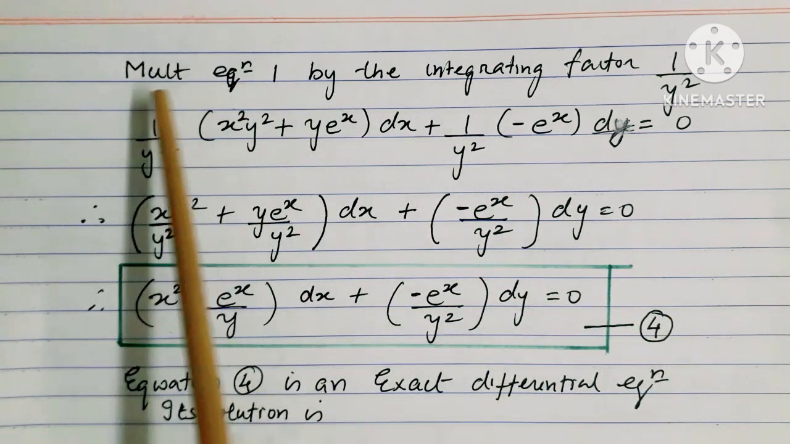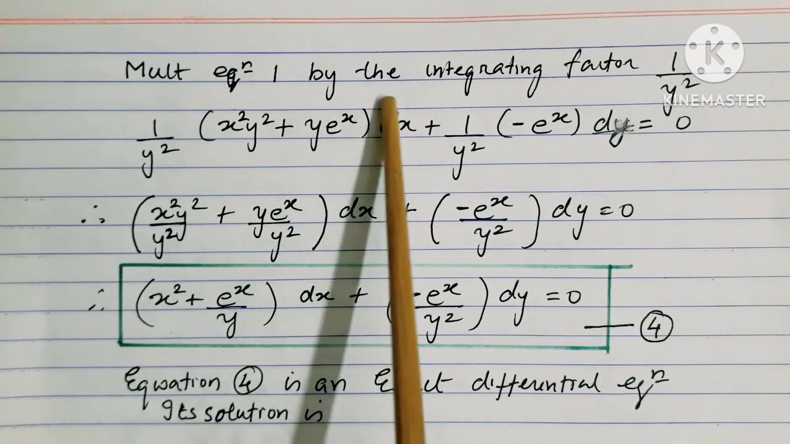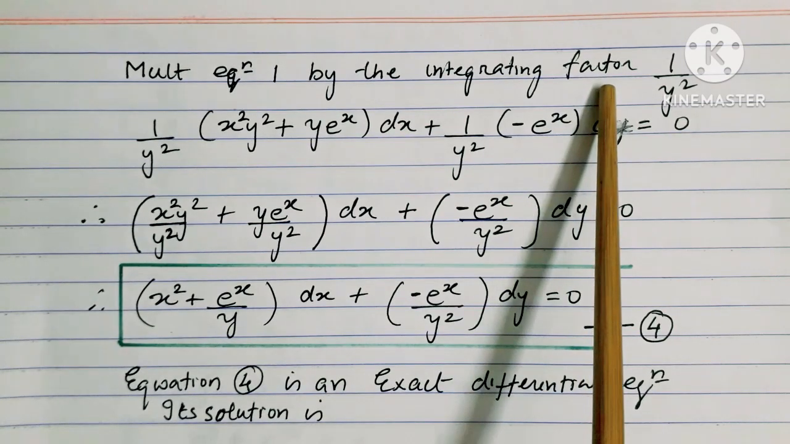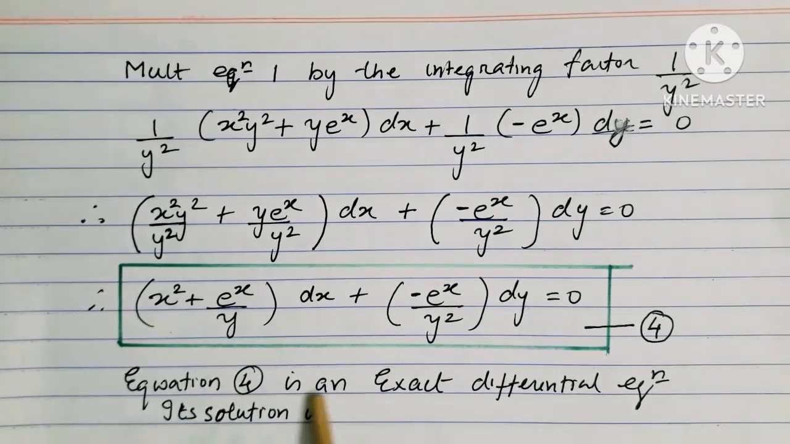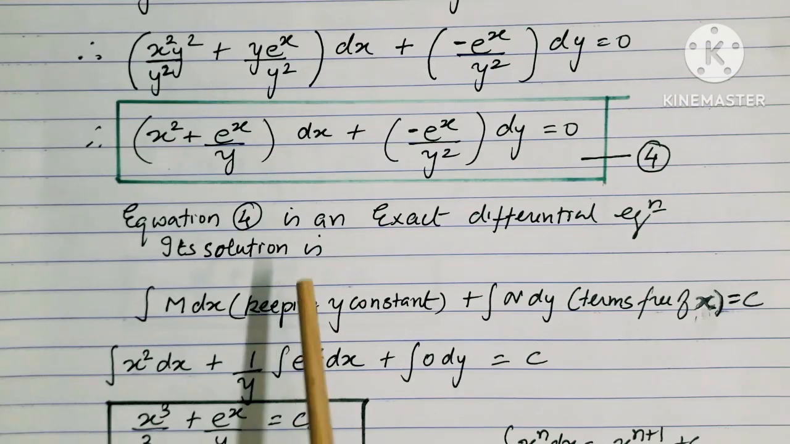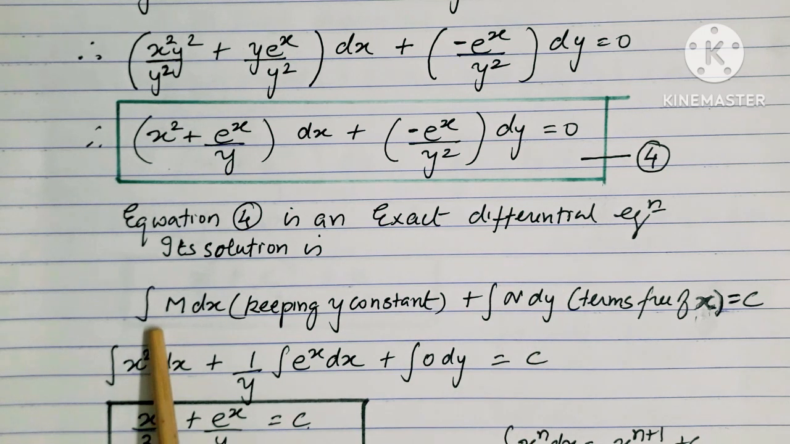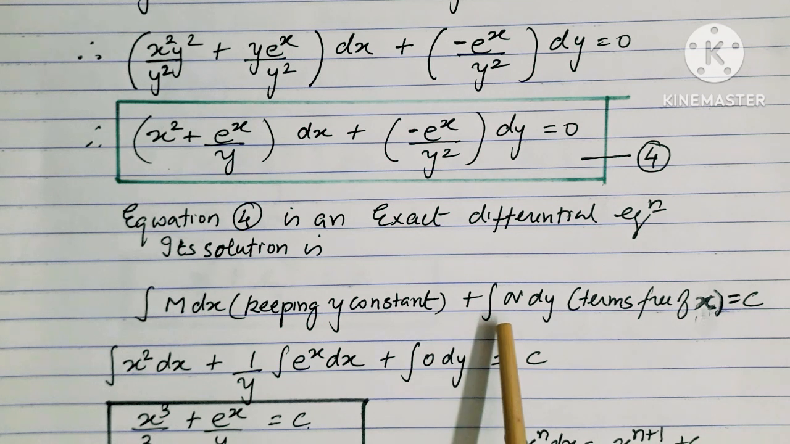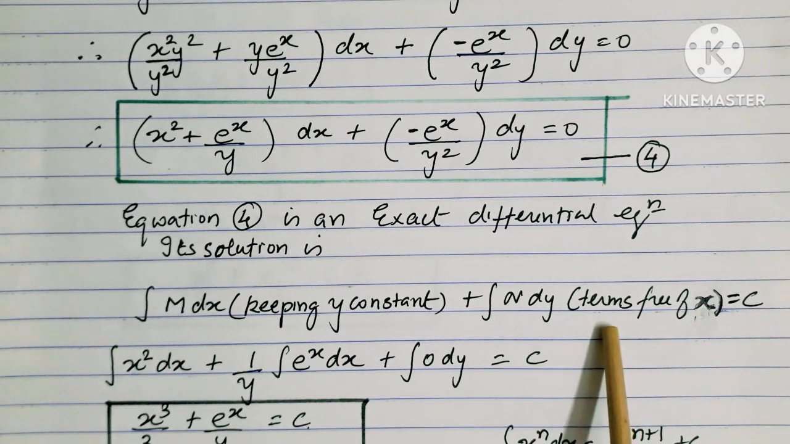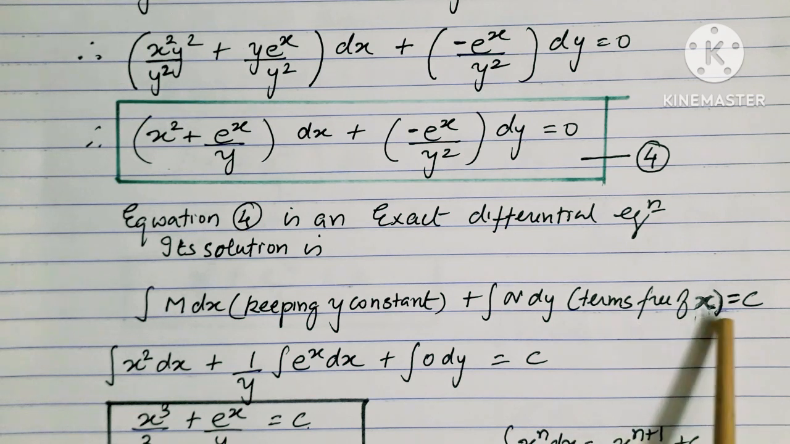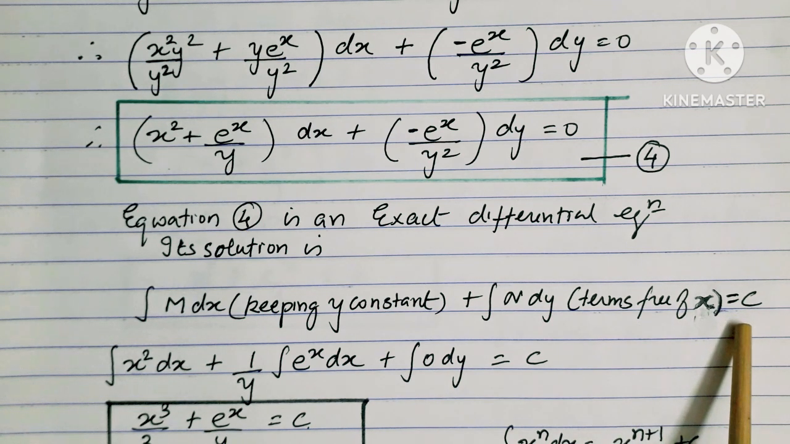Now, equation 4 is obtained by multiplying equation 1 by the integrating factor 1 upon y square. Therefore, equation 4 is an exact differential equation. And the solution to this exact differential equation is integral M dx keeping y constant plus integral N dy, integrating only those terms in N which are free of x, is equal to some constant c.